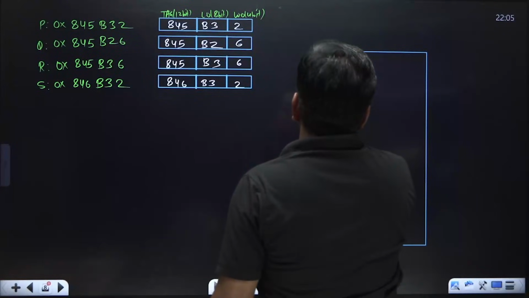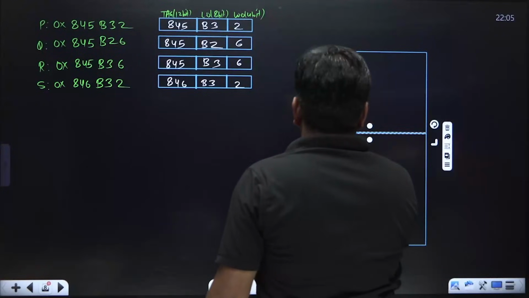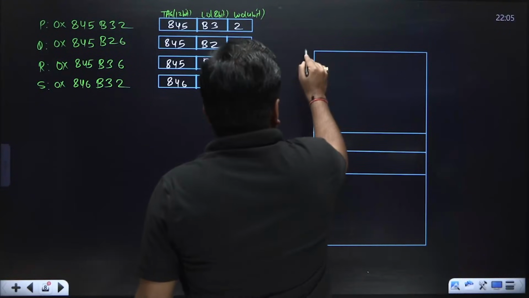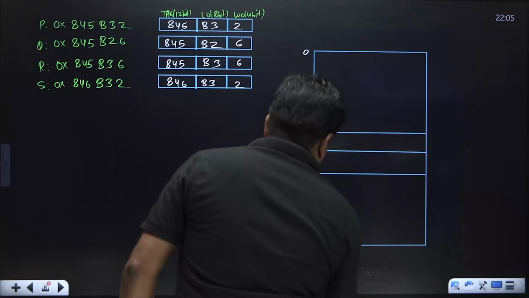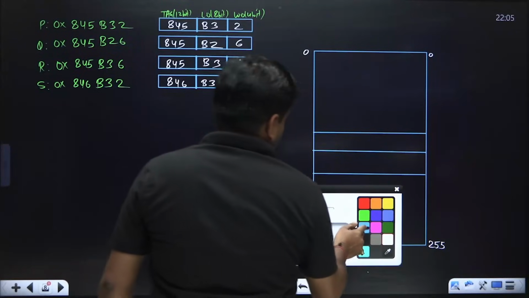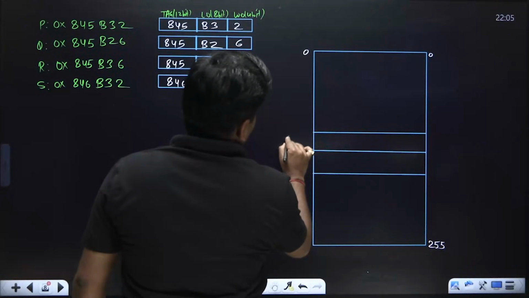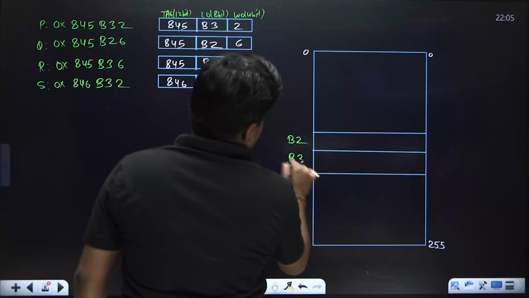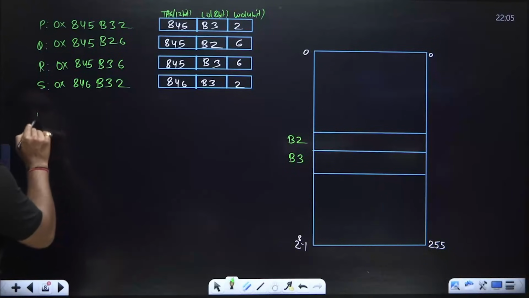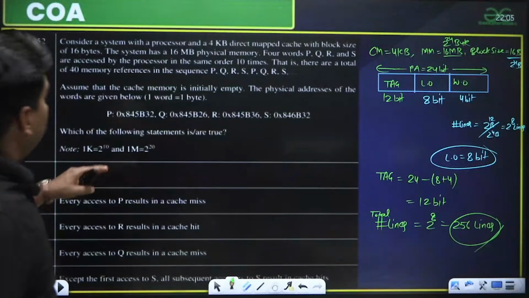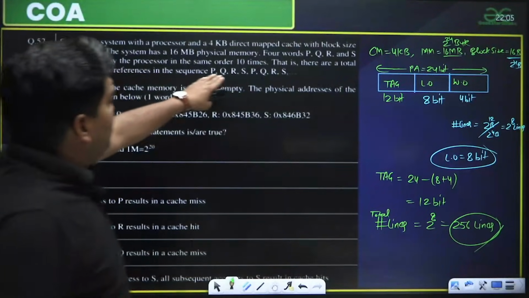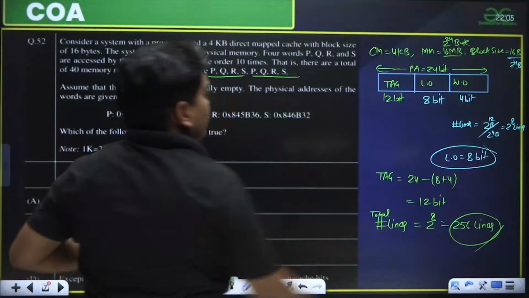Okay. And we have lines. In total how many lines do we have? 0 to 2 raised to power 8 minus 1, meaning 0 to 255. But we have line numbers B2 and B3 in hexadecimal. Now what am I doing? First iteration. What is the question? Assume that initial cache is empty. The sequence is PQRS, PQRS, PQRS in this manner.